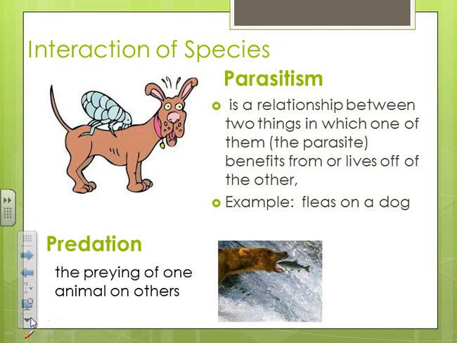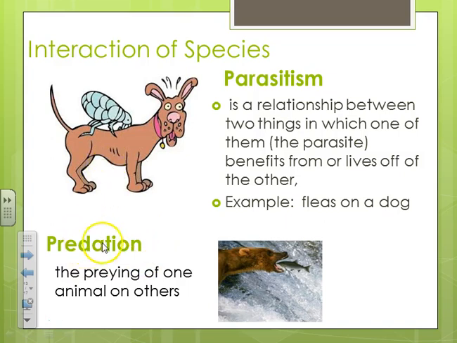Parasitism is a relationship between two things in which one of them, the parasite, benefits or lives off the other one, and the other animal is harmed. So an example of parasitism would be fleas on a dog. For those of you who have pets, you know that the fleas are a parasite. They feed or live off the dog, and obviously the dog is harmed.